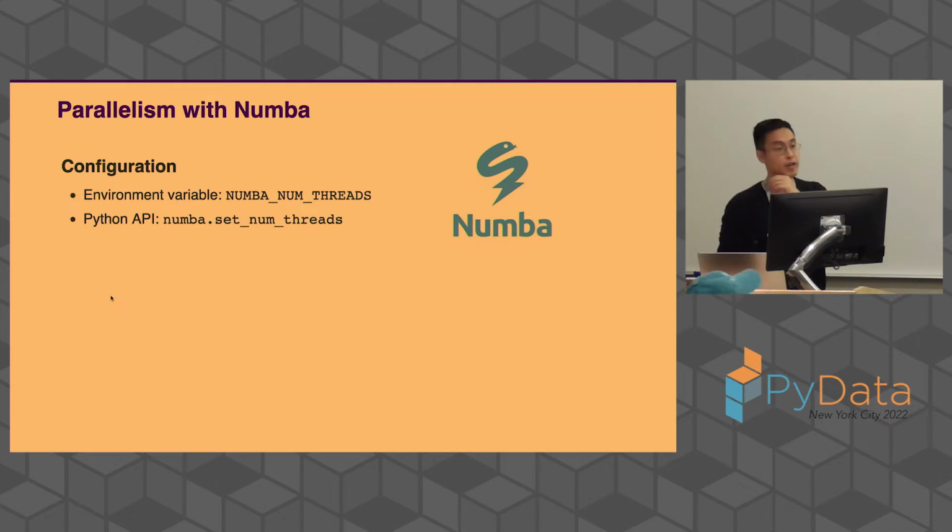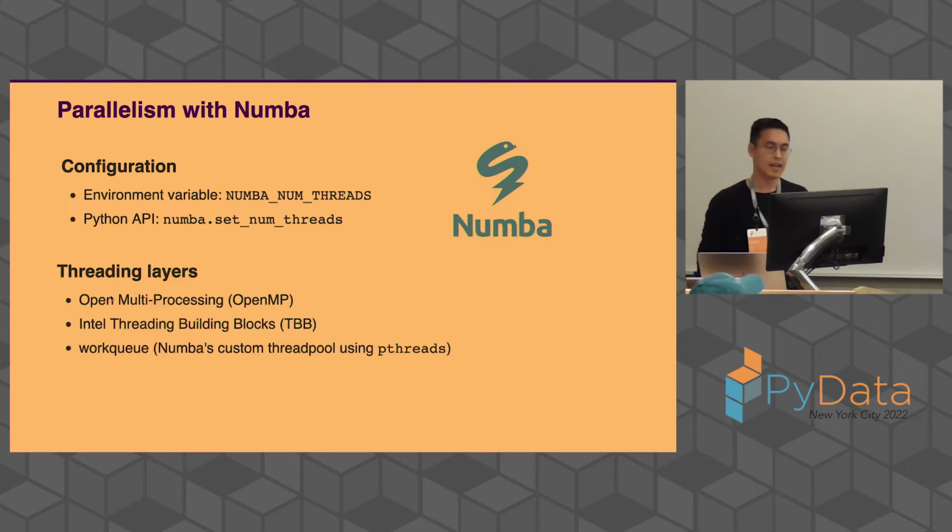The way to configure Numba in all these cases is that they have an environment variable, and they have a Python API as well. Numba, that's not NumPy. It also has many backing layers. It has OpenMP as a threading layer. It has Intel Threading Building Blocks, TBB, as a backing layer, and it also has its own custom thread pool if you don't have the other two installed.